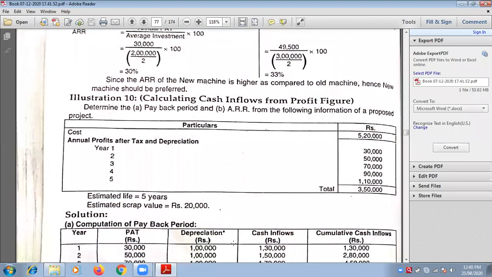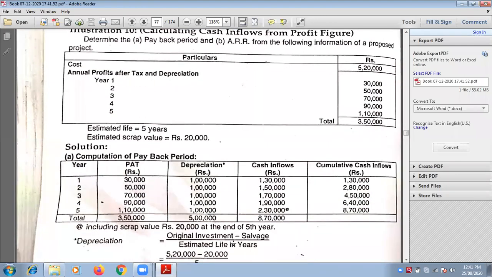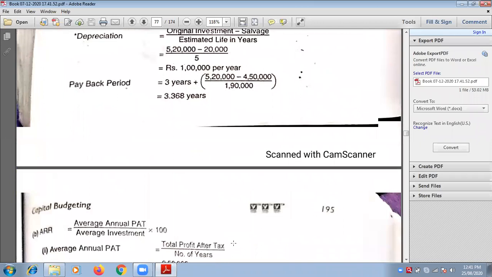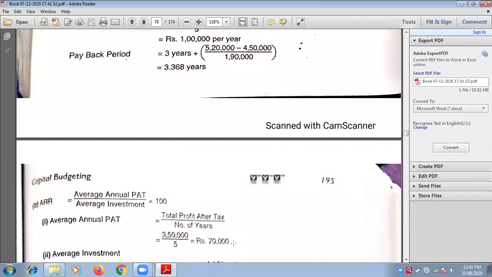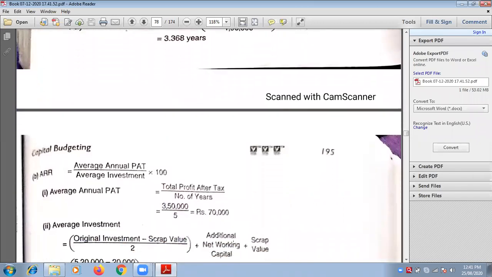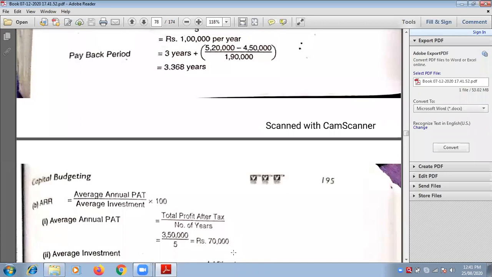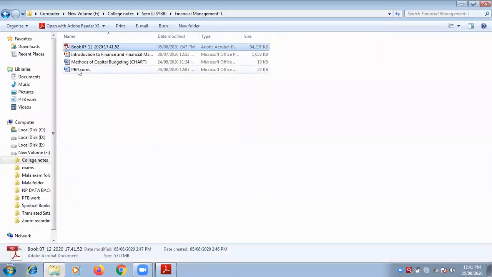Now scrap value is also given. Now see, while calculating payback, you need to add the depreciation back. But while calculating ARR, you don't need that. Fine. Let's start with the formula. ARR method.